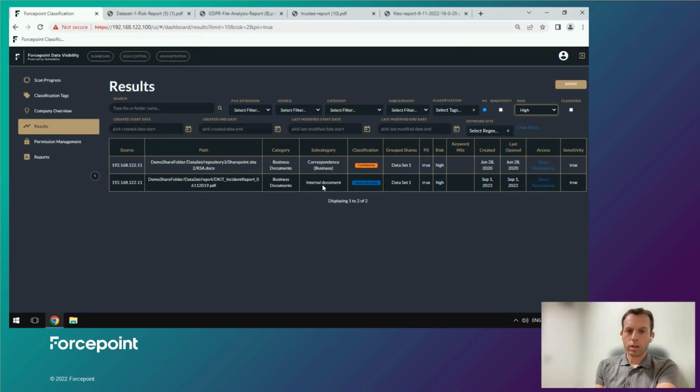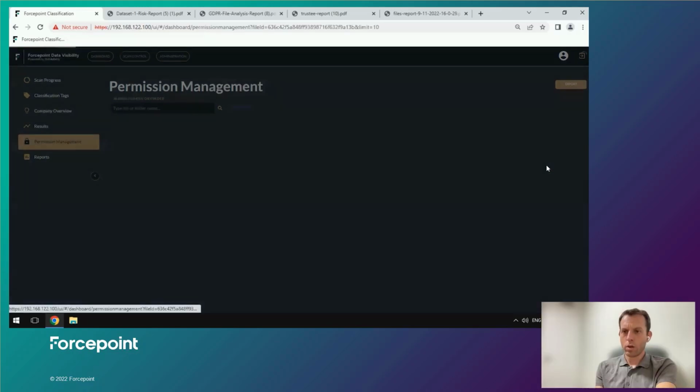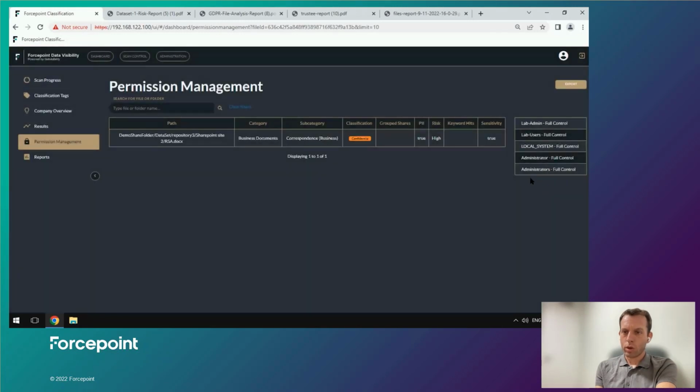Yes, exactly. They are considered sensitive, and that's one of the reasons for the high risk. Right. If I'm going to choose the first file, I will click on Show Permissions, and we can see that something really strange happened here. We can see that the lab users got full control. So this is something, of course, which shouldn't happen. And that's maybe one of the main factors which contributed to the high risk of the file.